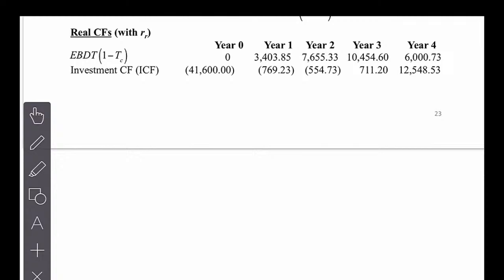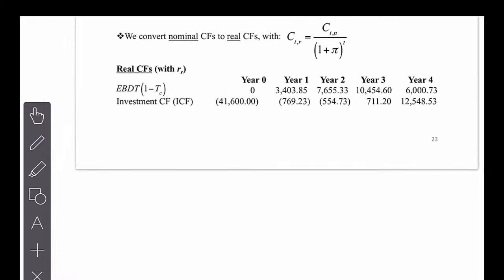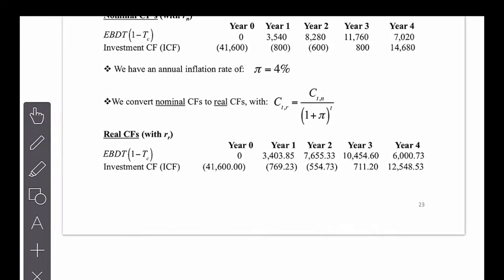When I look at them, I say, well, at the end of year one, it's $3,403,000 in real dollars. It means that whatever I could buy with $3.5 million today, I would be able to get in year one. That's the purchasing power. If I compare it to these values, they're really similar. They're not that different, but it's more meaningful to me when I look at them.